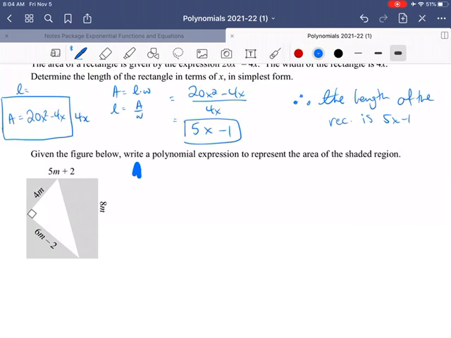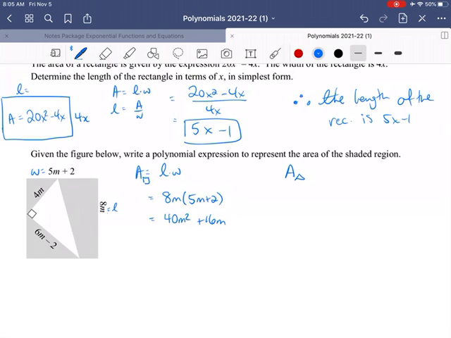So the area of the rectangle is length multiplied by width, and if the length is 8m and the width is 5m plus 2, we're going to get 8m multiplied by 5m plus 2. So we're going to end up with 40m squared plus 16m. Perfect.